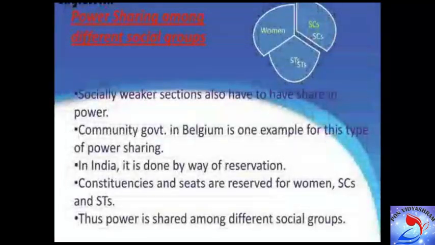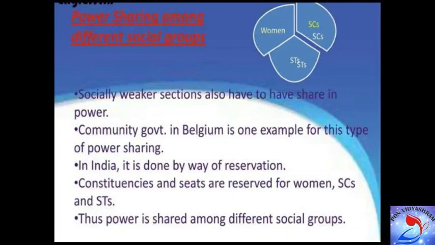The third type of power sharing is among different social groups, such as the religious and linguistic groups. Community government in Belgium is a good example of this arrangement. In some countries, there are constitutional and legal arrangements whereby socially weaker sections and women are represented in the legislatures and administration. Last year, we studied the system of reserved constituencies in assemblies and the parliament of our country.